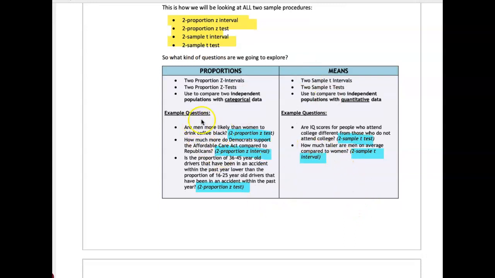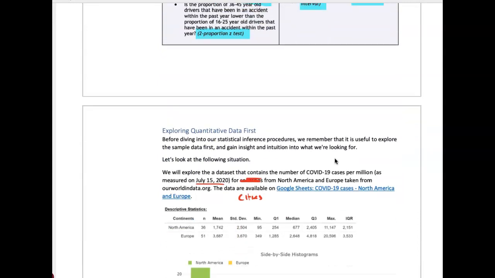You want to pause and read these example questions. But again, notice the types of questions, whether it's a yes or no, or is it an estimate, or to find some value. That determines whether we have intervals or if we're doing tests. How much taller are men on average than women? That's an interval, that's a number. We're looking for a value, so that'd be an interval.